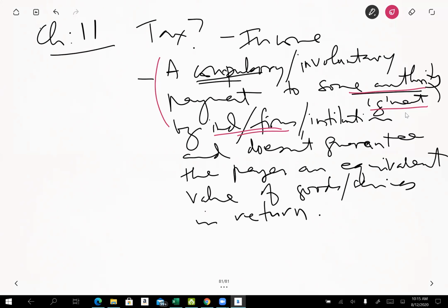Now, I'm talking about people other than the government. They have some authority, sometimes illegal. They collect tax. Who are these people?